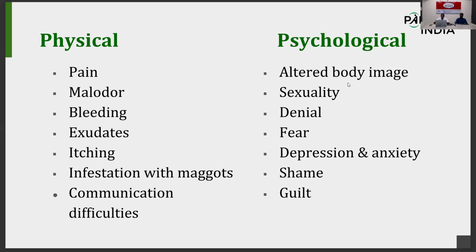We know if there is a wound or any injury to any part of our body, there is an alteration of our body image. Like that, for a fungating wound patient, there is also an altered body image. Then the sexuality may be affected and the patient may feel denied. He will not accept the situation. He will always deny, and he has a fear of whether it is contagious or whether there is any chance of hemorrhage. These are the fears mostly faced by these patients.